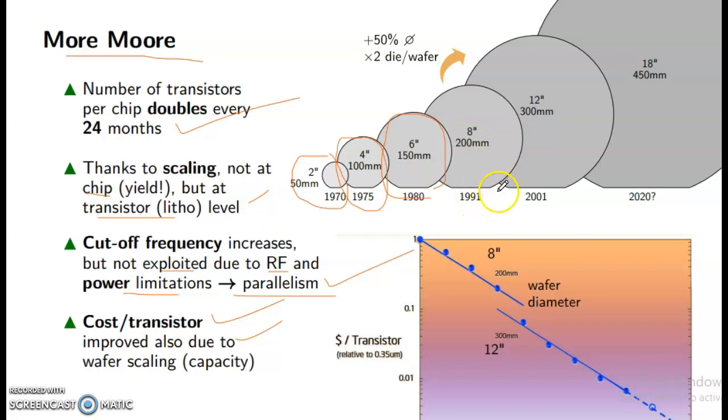In 1991, 200 mm, 8 inches. In 2001, 300 mm, 12 inches. In 2020, 18 inches, 450 mm.